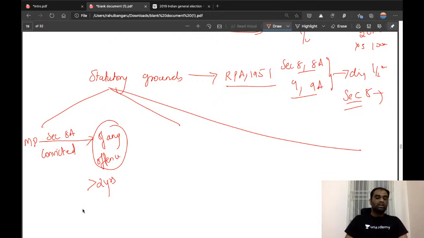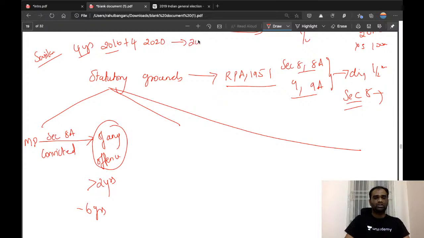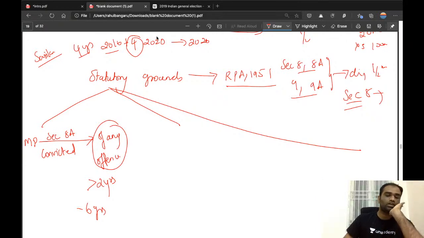Not just disqualified, he cannot contest elections for another 6 years after his release. For example, take the case of Sasikala in Tamil Nadu. This madam got 4 years of imprisonment for corruption. She got her conviction in 2016. Now she will be in jail for another 4 years up to 2020. She cannot contest elections till 2026. So she cannot contest elections for almost 10 years. What is 10 years? The term of her conviction as well as another 6 years. This is section 8A. Many people in Tamil Nadu should tag this section 8A because that's one of the main reasons why Sasikala is not CM of Tamil Nadu.